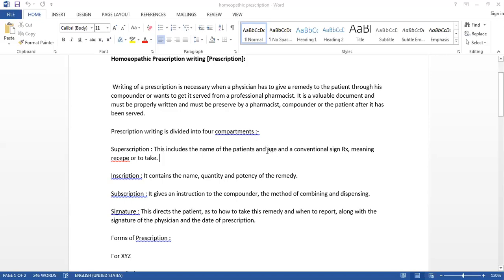Why is the address important? Because certain diseases are very common in that particular locality. This locality is important, where the patient comes from. There may be a prevalence of certain diseases in that particular locality. So by knowing the address, the physician may inquire about that.